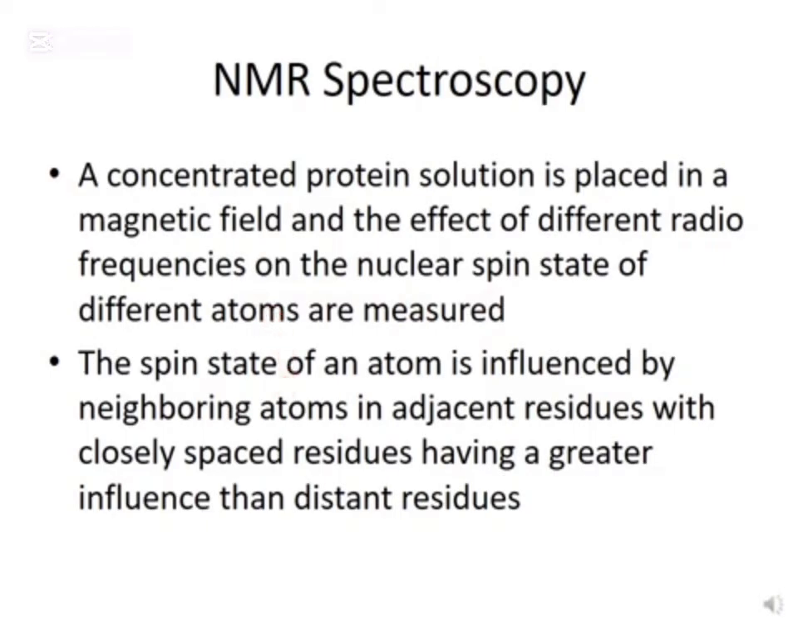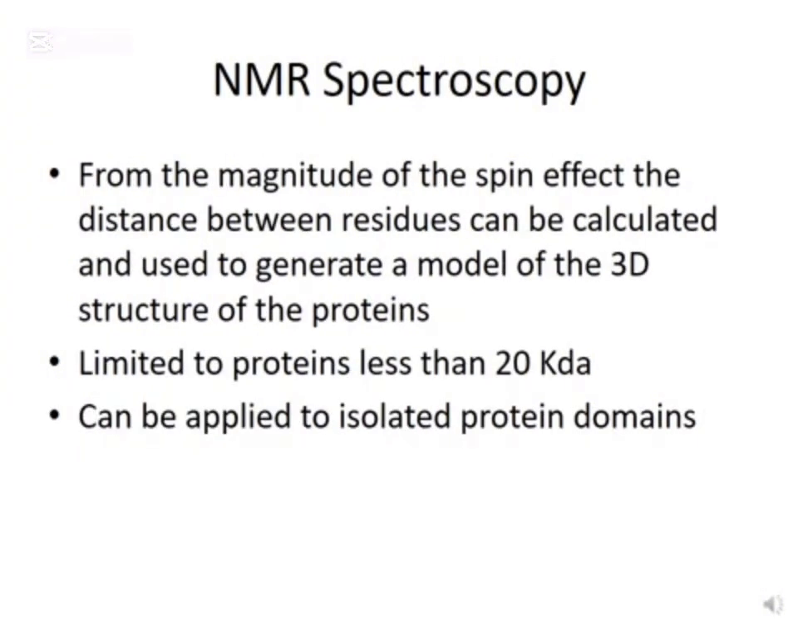The spin states of the atoms are influenced by the distance between them and other neighboring atoms and their spin states. So we can tell if the effect of the spin states between two adjacent molecules is high. We can guess that the distances between them are small. However, the smaller the effect of one residue's spin state on the next, that means that the distance between them is greater and the influence from one spin state to the other is a lot less. We can guess from the magnitude of the spin effect, as I mentioned, the distance between the residues that can be calculated, and the final result is a 3D structure of the protein.